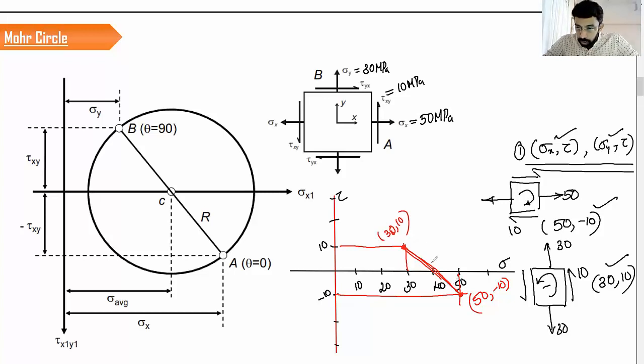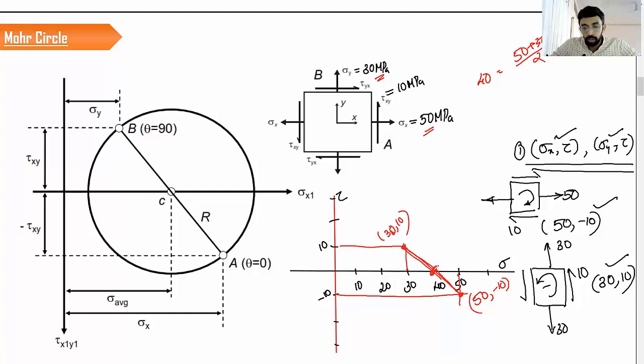So the point where this line crosses the x-axis is automatically going to be the value of sigma average. So if you take the 50 and 30, what is the average value? 40, right? 50 plus 30 by 2. 40 is the average value. So that 40 has already been obtained here. So I'm just deviating from the actual procedure. I'm giving you some simple methodology to draw the Mohr circle.